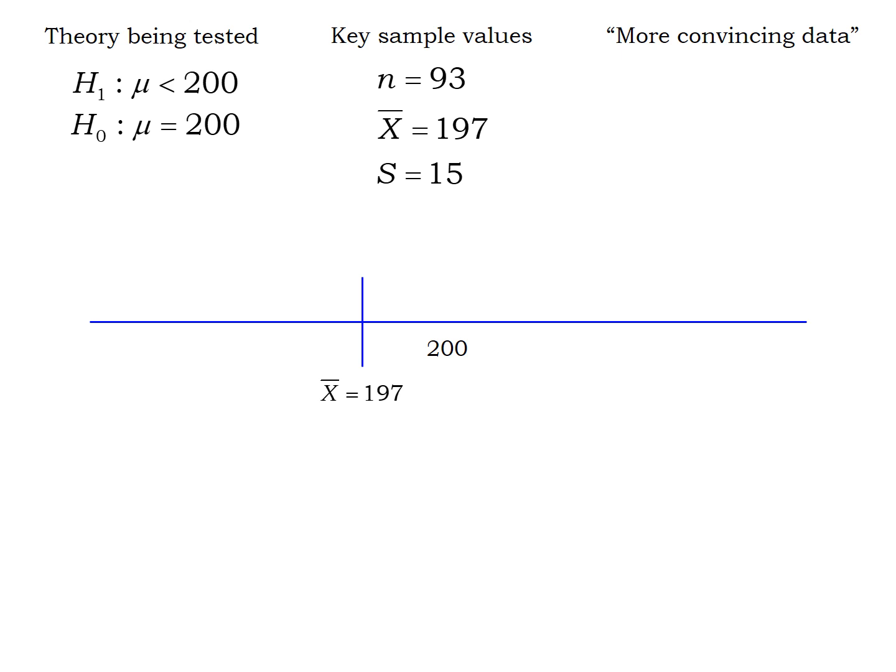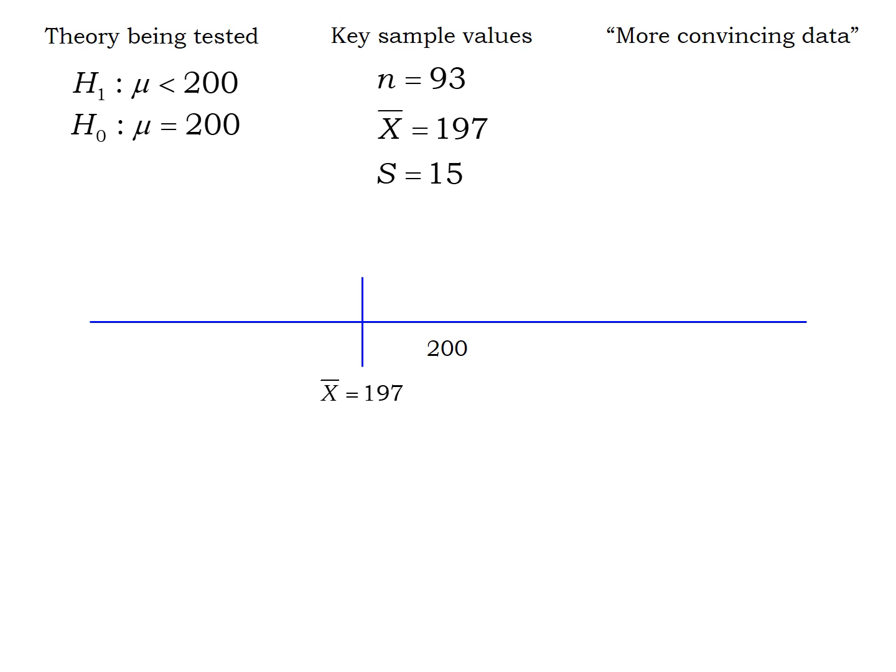We're trying to be convinced that mu is less than 200. So we're trying to be convinced that in the entire population, the average is less than 200. So in our sample, our average needs to be less than 200, which it is. It's 197. So 197 is a little smaller than 200. So that's some evidence that the mean mu might be less than 200.